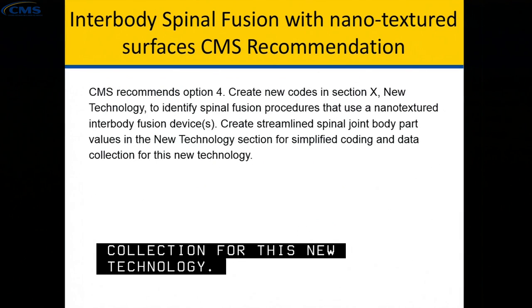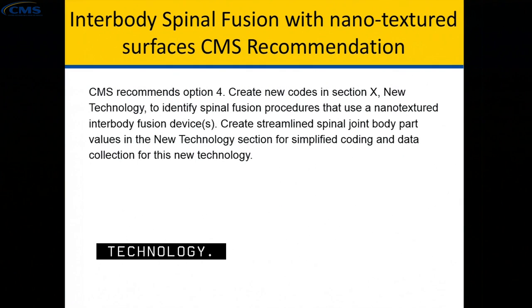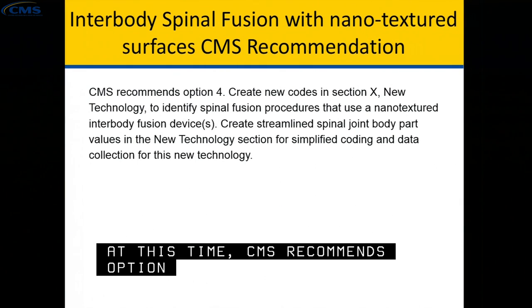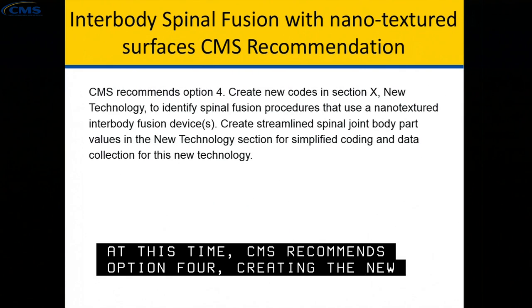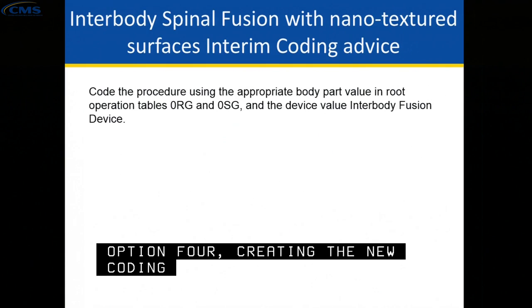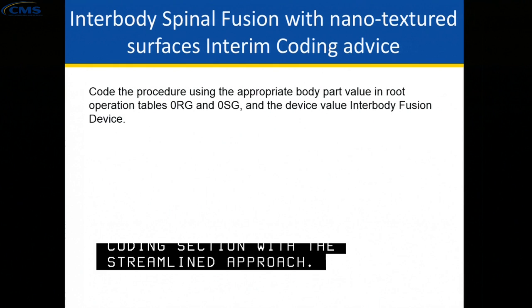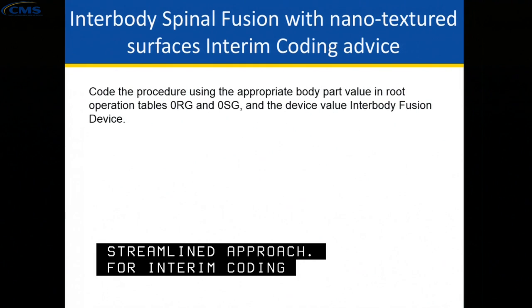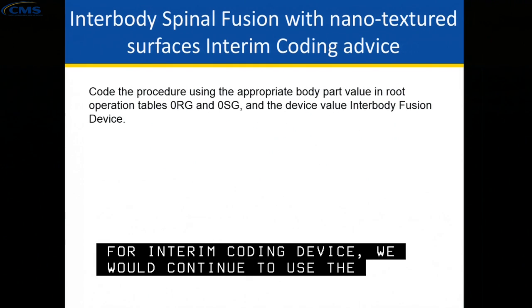At this time, CMS recommends option four. Creating the new code in section X, new technology with a streamlined approach. For interim coding device, we would continue to use the coding sections from tables ORG and OSG. Are there any coding questions at this time?